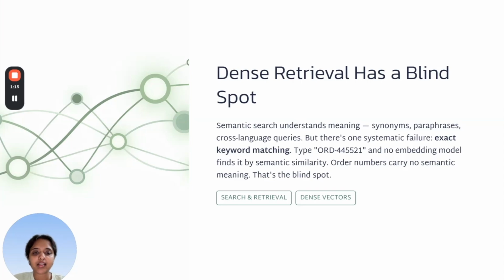But if we have something related to an order ID, order numbers don't have any semantic meaning. So that's a blind spot for dense retrieval to analyze or give better scoring about retrieval.